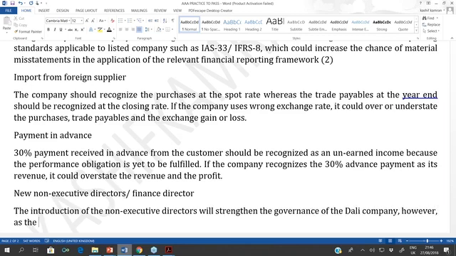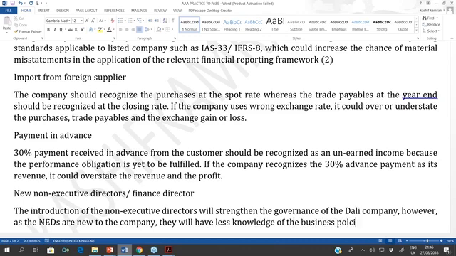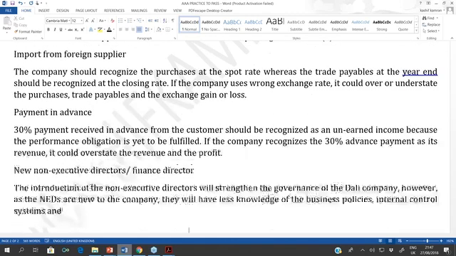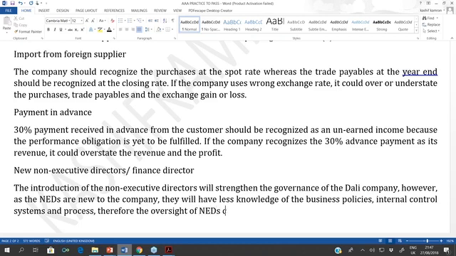However, as the NEDs are new to the company, they will have less knowledge of the business policies, and less knowledge about the business internal control systems and processes. Therefore, the oversight of the NEDs could be weaker in the initial months of joining the company.